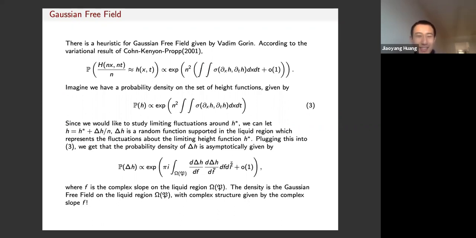And my result is a proof of this conjecture for a family of domains.